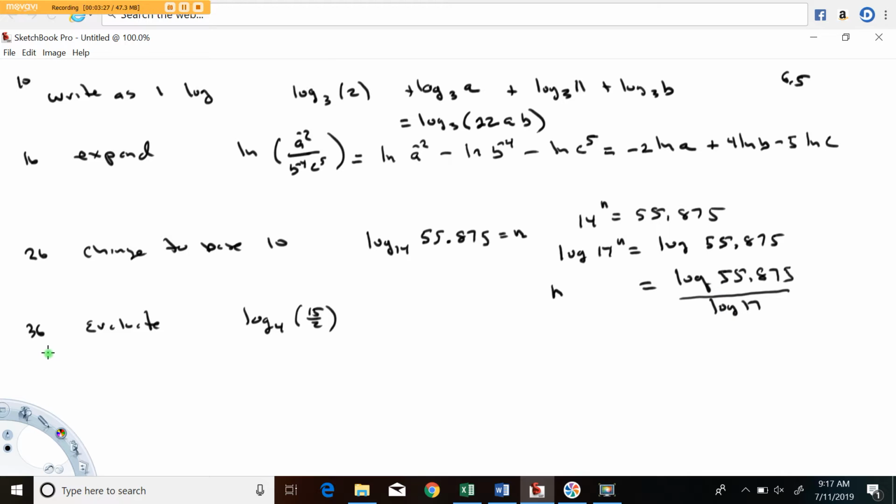All right, number 36. It basically says to evaluate this expression without using a calculator. But our calculator doesn't read base 4. Calculators will only have base 10 and base e. At least I've never seen a calculator with other bases. So this is some number that we're looking for. Let's go ahead and write it in exponential form. 4 to the n equals this thing. So 4 to the n equals 15 halves.